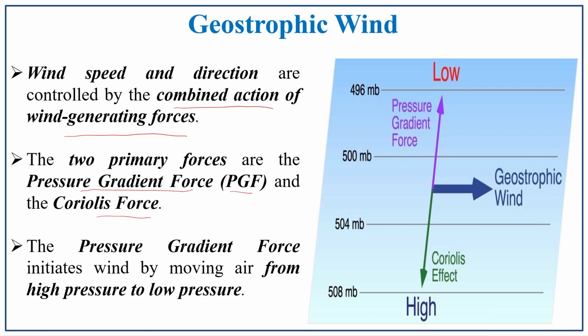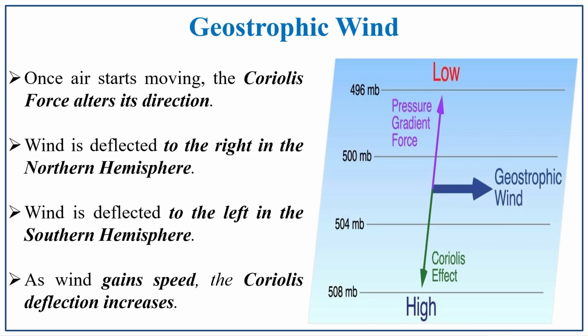The pressure gradient force initiates the wind by moving air from high pressure towards low pressure. Usually we imagine that if air is moving from a high pressure area towards a low pressure area, it should travel straight like this, but it is not so in the geostrophic wind. What happens? It is diverting here. Why is it diverting? It is deviating because of the Coriolis effect. So, the Coriolis effect plays an important role in geostrophic winds.